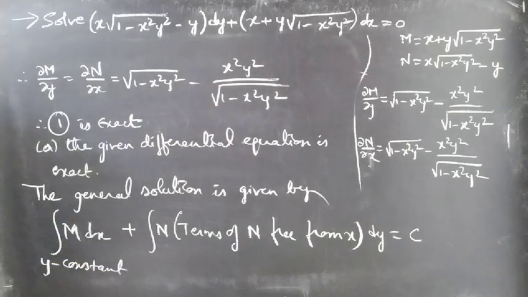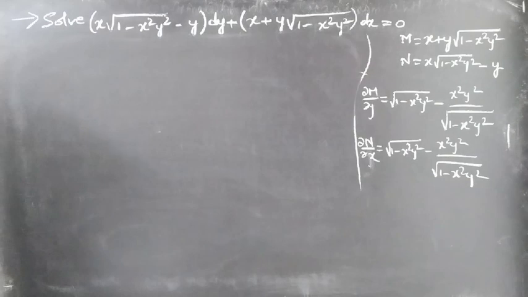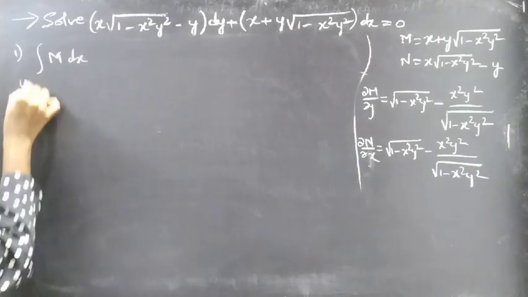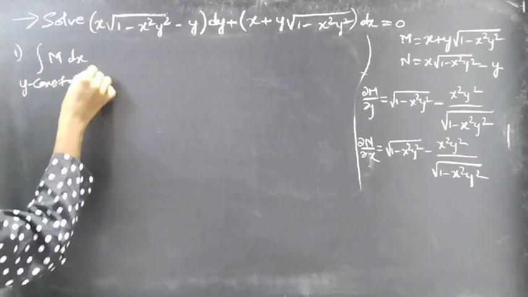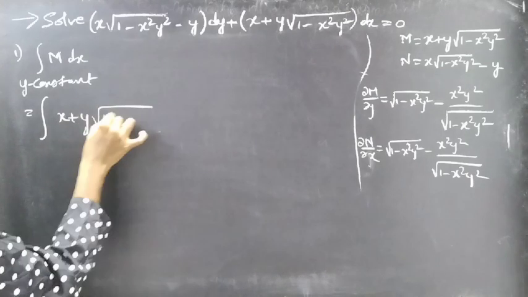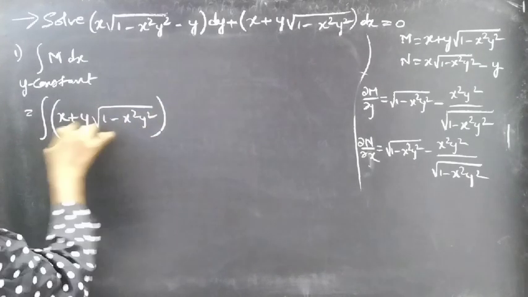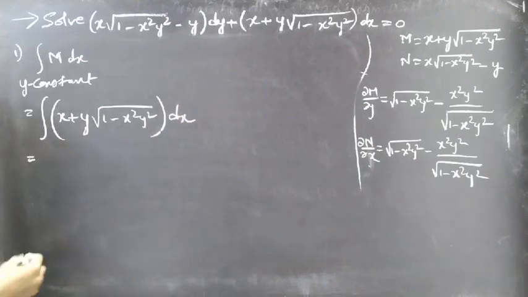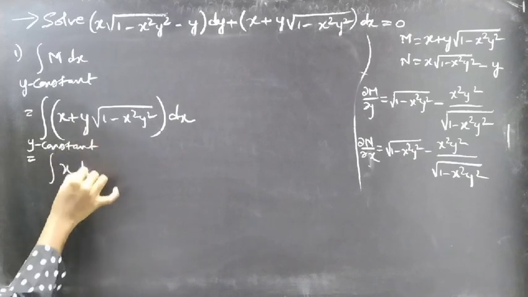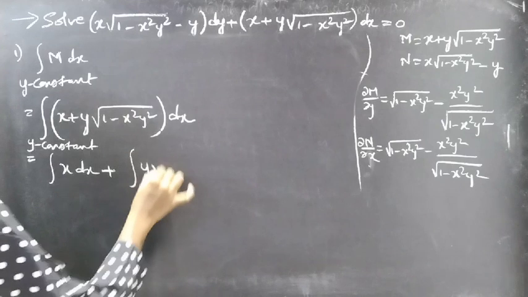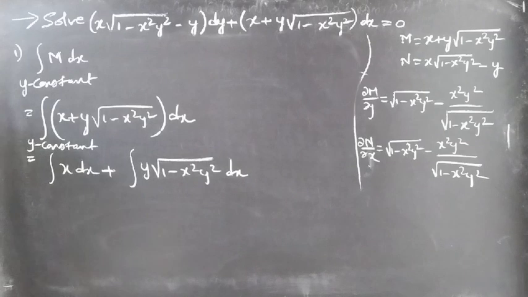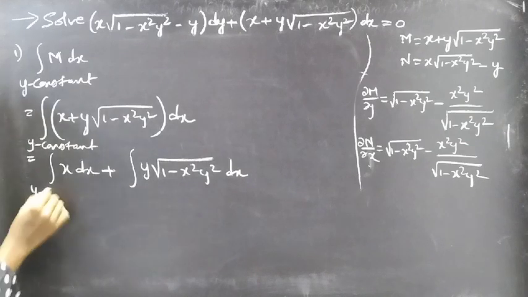So let's now integrate these two integrals separately. I'm going to begin with integral M dx treating y as constant. This equals integral of (x plus y square root of 1 minus x square y square) dx. Here y is constant, right? This equals integral x dx plus integral y square root of 1 minus x square y square dx, where y is constant.